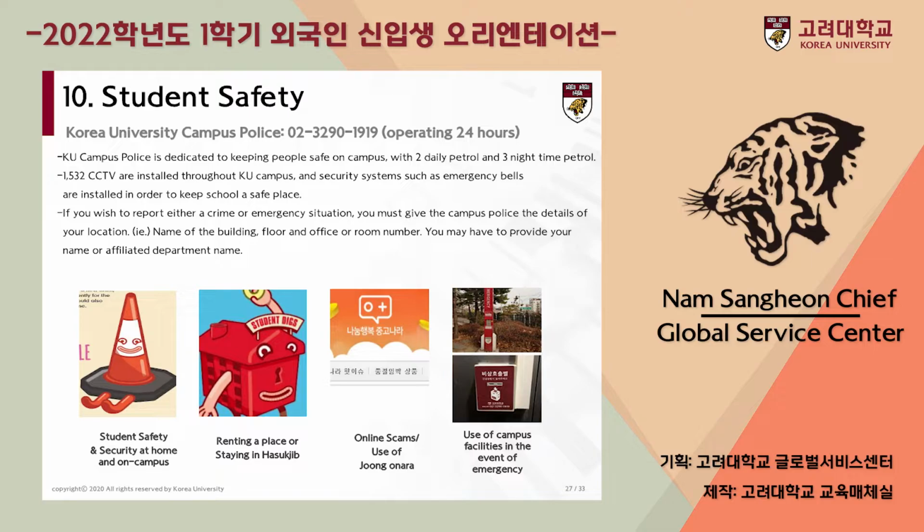Also, as the picture on the far right shows, throughout our university campus, we have emergency bells installed. Also, in case of an emergency outside of the university campus, for police, call 112. For fire, call 119. And just as a simple tip, if you want to go and sign a contract for housing, you should go with a local Korean friend or an international friend who has been living in Korea for a long time to avoid potential scams, if possible.